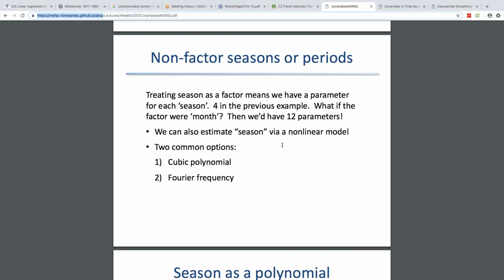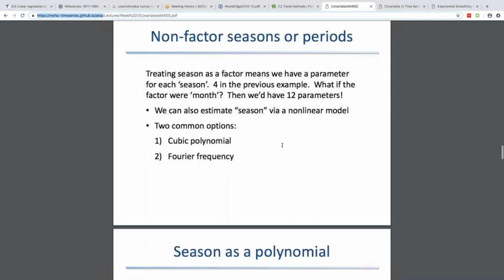Okay, so that might seem okay if you only had 4 periods, winter, spring, summer, autumn, that's 4. But what if you had 12 months? Yikes, now we've got 12 parameters. So that could quickly overwhelm the number of parameters that you can really estimate given your data. So 2 other approaches are common.